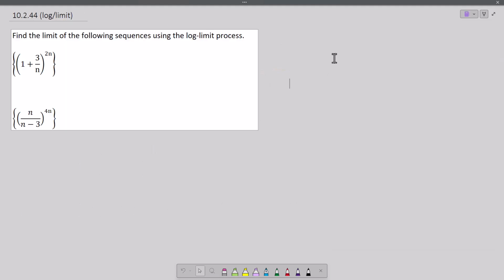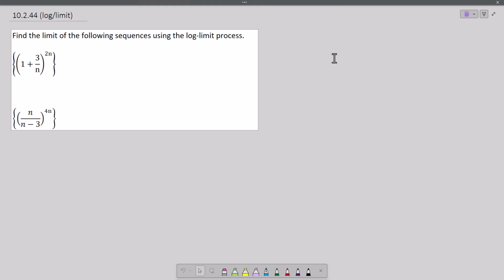So, log limit process. Make sure you can do the log limit process. You should know how to do the shortcut. You should already see the answer to this one. The answer is e to the ab, so e to the 6. You should already see that.